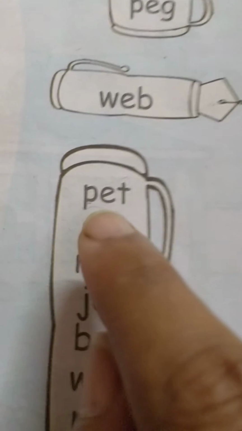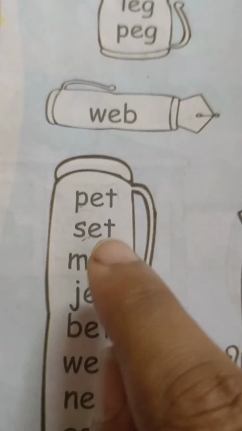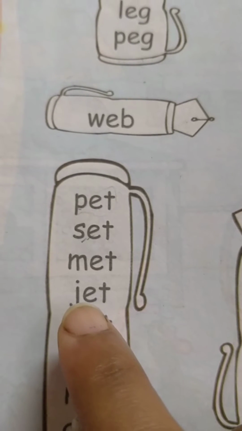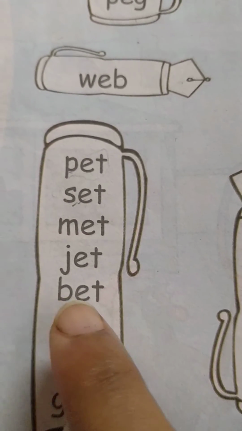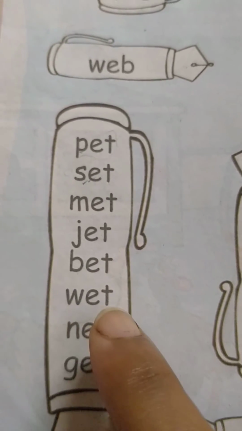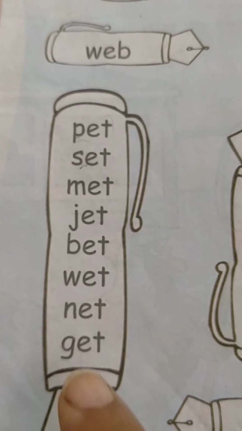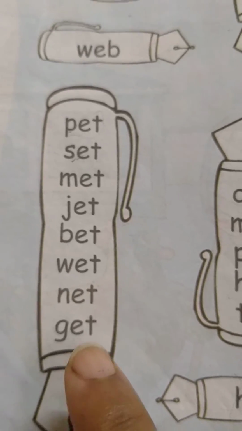Let's read once again. P, a, t, pet. S, a, t, set. M, a, t, met. J, a, t, jet. B, a, t, bet. V, a, t, wet. N, a, t, net. G, a, t, get.